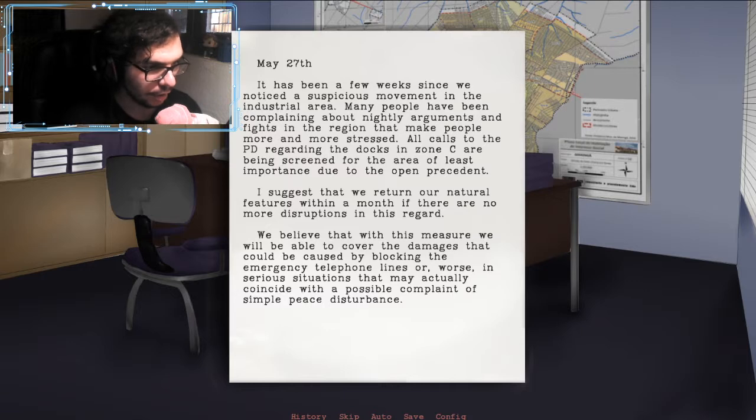Okay, so let me see. Okay, we believe that with this measure we will be able to cover the damages that could be caused by blocking the emergency telephone lines, or worse, serious situations that may actually coincide with a possible complaint of simple peace disturbance. Like a couple fight? Okay.